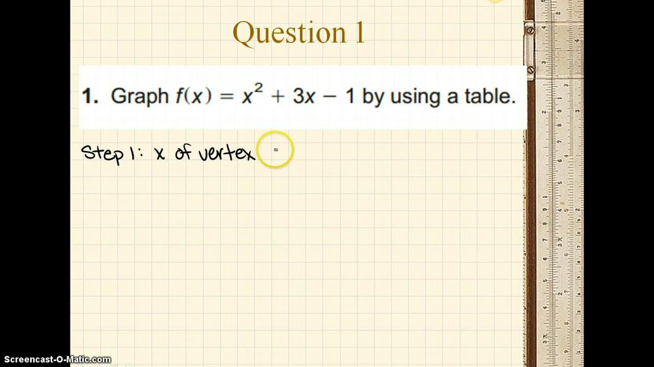And that can be found by the formula x is equal to negative b divided by 2a, where you have a, b, and c given to you in the equation. So for us, x is going to be equal to a negative 3 divided by 2 times 1, which is negative 3 halves. From here, you can start to build your t-chart.